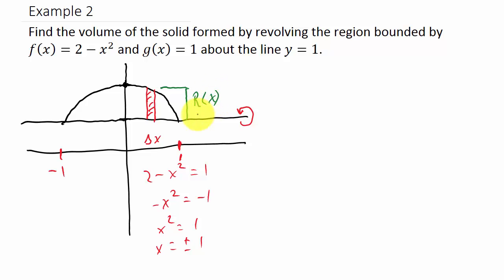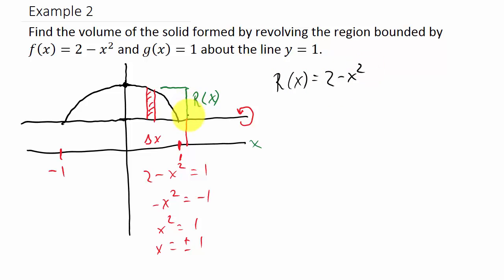Remember, the radius is the distance from the line that you're revolving it around. It's not going to be from the x-axis here. See, this is the x-axis. It's not measured from that. It's measured from the line we're revolving it around. What I do know is that to this point here, the outer radius, from the x-axis, this total distance here is 2 minus x squared.